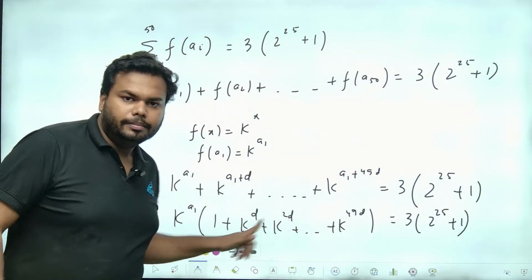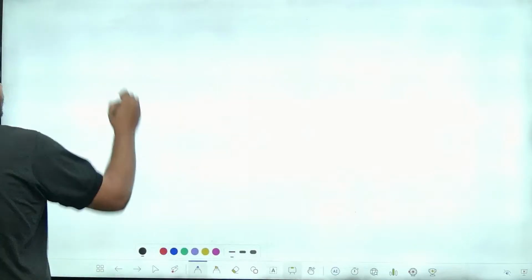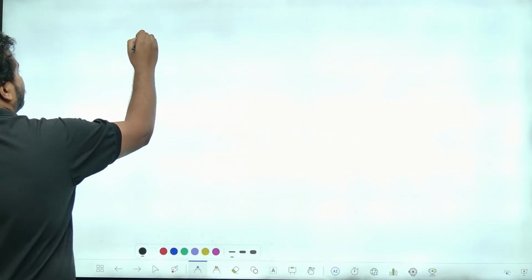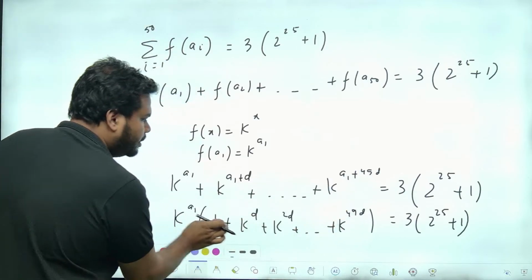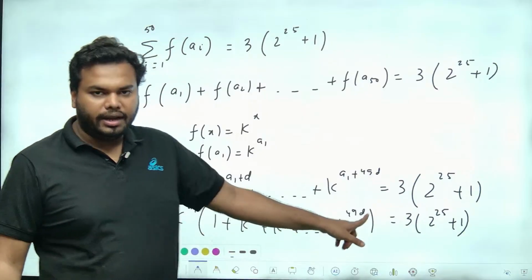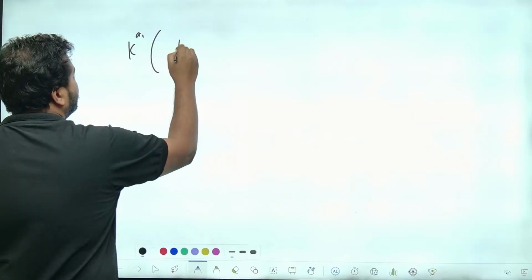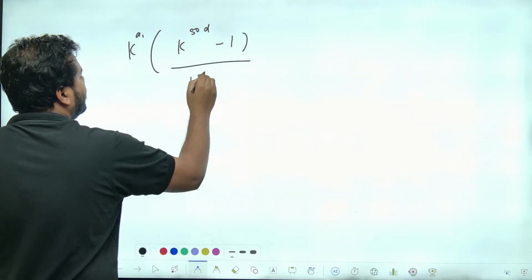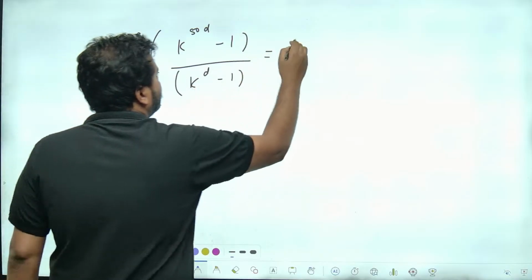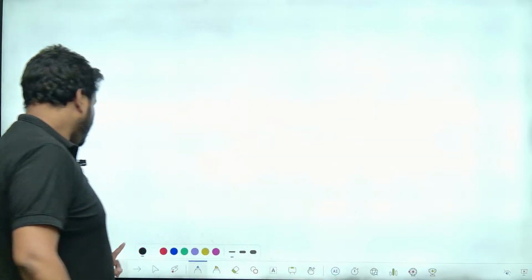It is a GP. Sum of GP. K power A1. It is 50 terms. It is not 49, it is k power 0. Here it is k power 49d. So 50 terms, common ratio is k power d. So it is k power A1 times k power 50d minus 1 upon k power d minus 1 is equal to 3 into 2 power 25 plus 1. Okay.